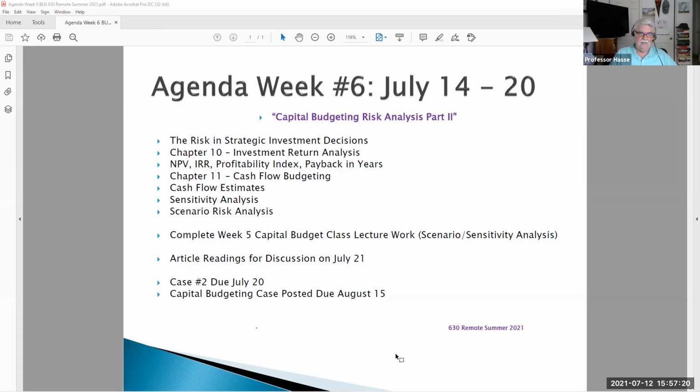This week in our class on Wednesday, I'll introduce the capital budgeting case, which is due the last week of our class, August 15th. That is a case basically on what we're talking about these last 2 weeks. Capital budgeting: you're going to put one together, do a risk analysis, and then explain it to me in an APA format paper. We'll talk about that on Wednesday.